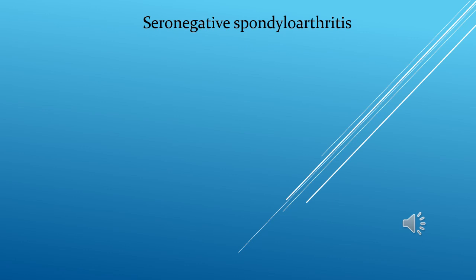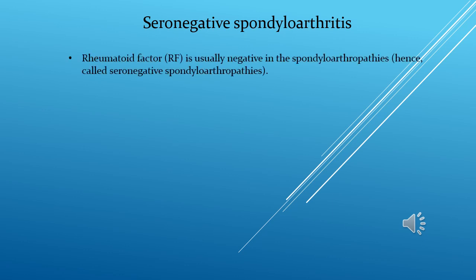Seronegative spondyloarthritis is a group of inflammatory rheumatic diseases with common clinical and etiological features, including axial and peripheral inflammatory arthritis, enthesitis, and extra-articular manifestations. Let's have a look into it. Rheumatoid factor is usually negative in these types of spondyloarthropathies. Hence, it's called seronegative spondyloarthropathies.